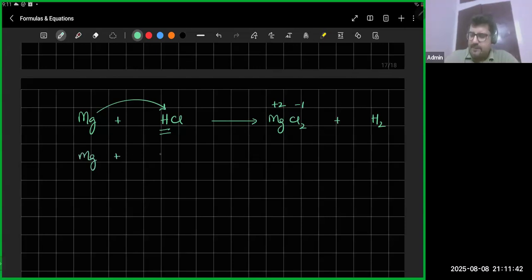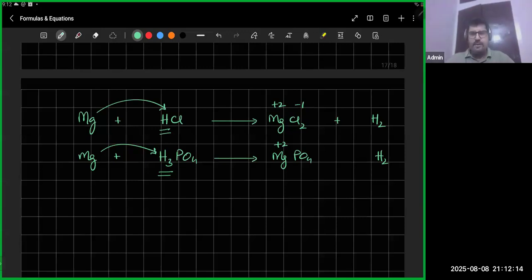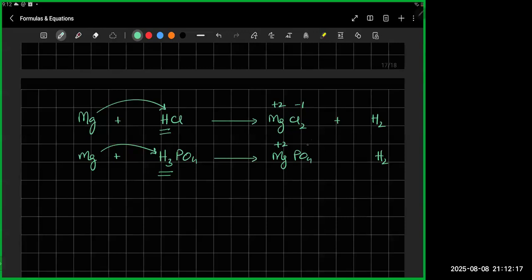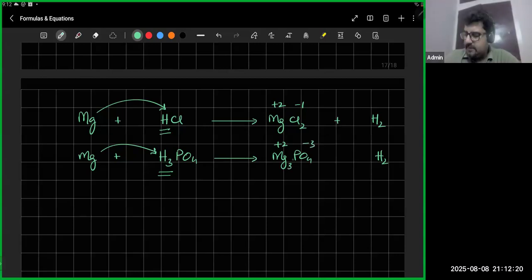Mg plus, let's say, phosphoric acid, H3PO4. Again, same thing. Mg is going to come in, knock out the H, and that will produce H2 gas. Again, remember, balancing is something that's going to be done later on. Mg is going to take its place, so it's going to be Mg and PO4. And you're going to make the formula again. Mg is group 2, so it's +2. What is the charge on PO4? -3, yes. So it's going to be Mg3, and PO4 would be twice.